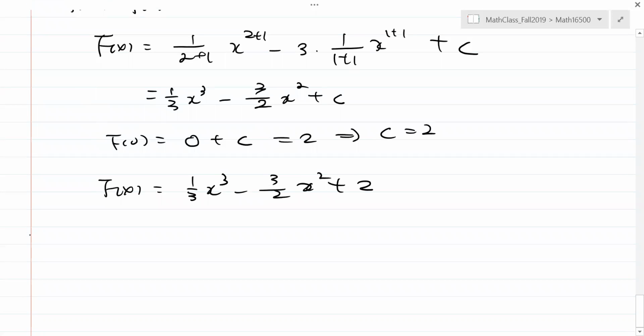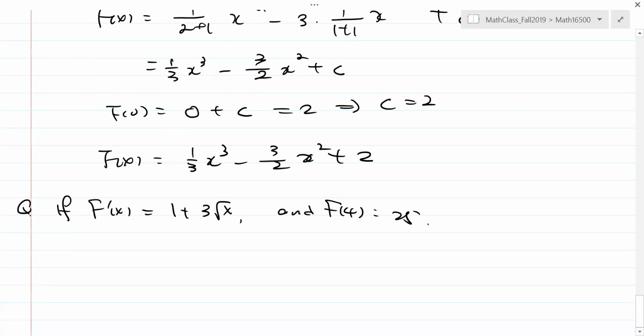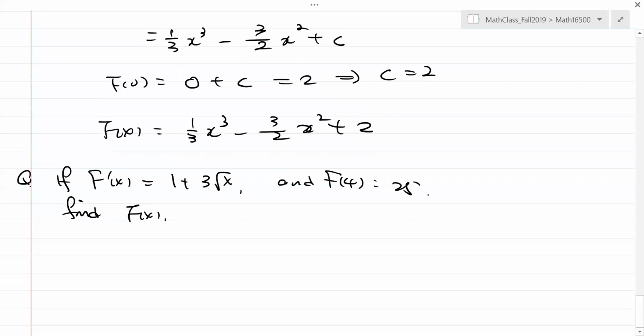All right, so are you able to find this one? If the derivative is going to be 3 square root of x, then find the capital F. Okay, you can try this.